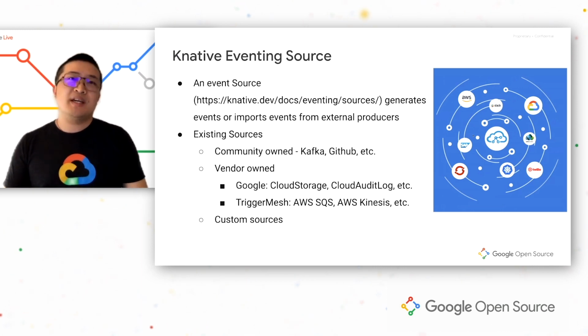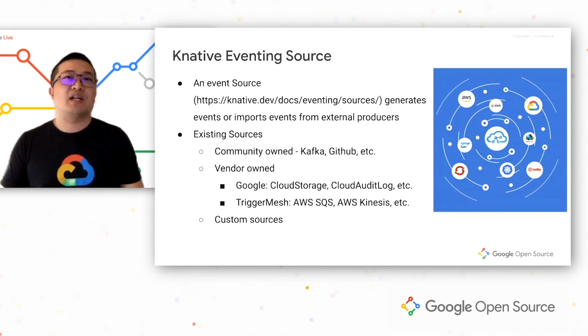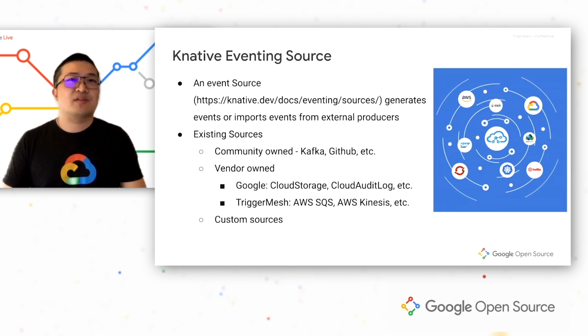For example, GitHub can be configured to produce a lot of events, but they are not in Cloud Events format. And we have GitHub source that converts them to Cloud Events format. There are a lot of existing sources. Some are community owned, like Kafka core source, GitHub source, as I just mentioned. Some are vendor owned, such as Cloud Storage source, as you have seen in the demo. TriggerMesh also supports AWS SQS source, etc.